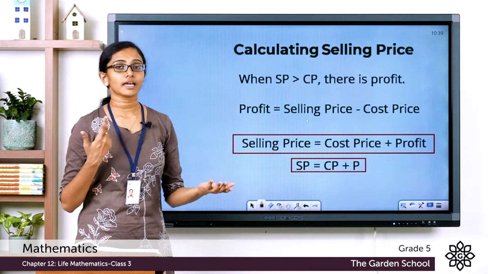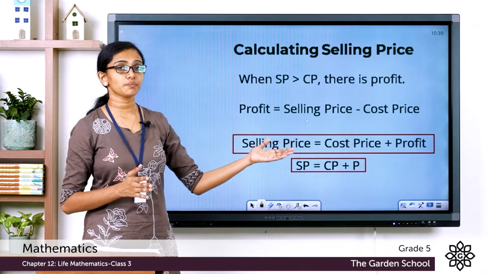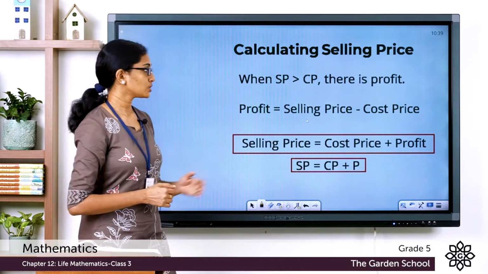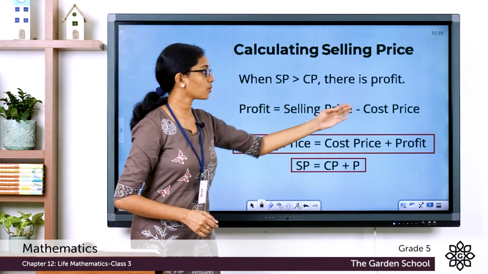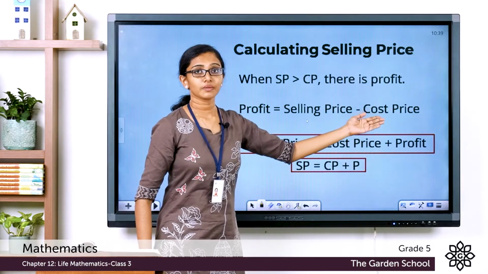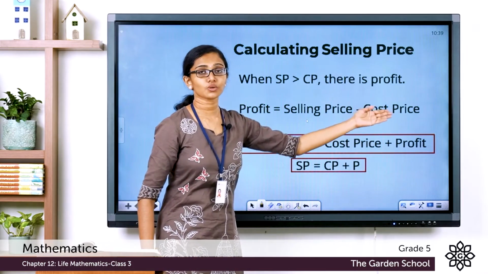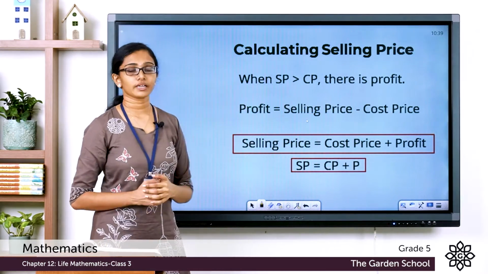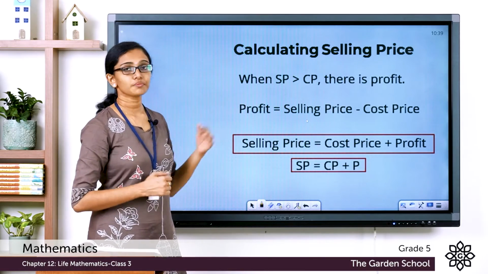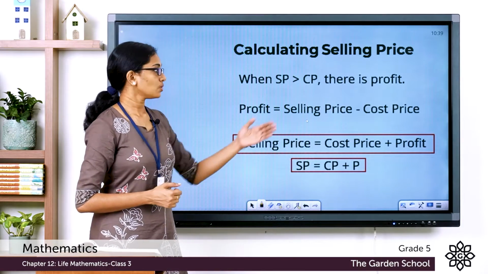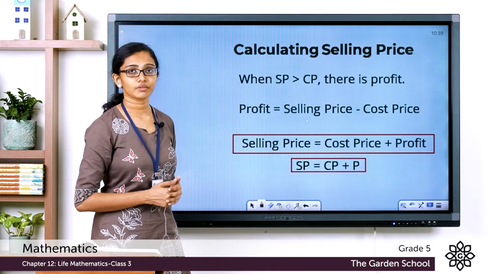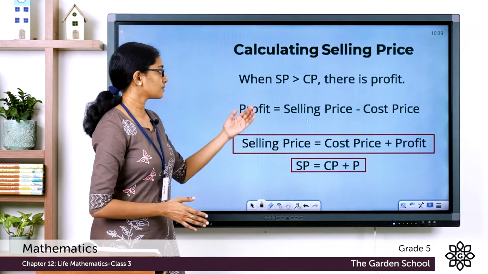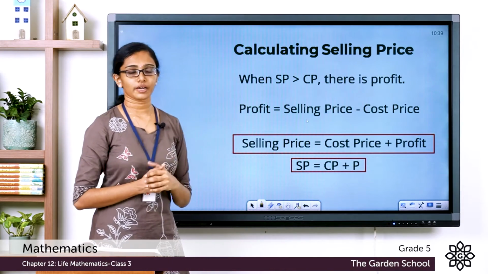And we know to get a profit, the selling price should be more than the cost price. So this value will be more than this value. So it means that something has to be added to this cost price to get the selling price. So that something is the profit in this case. So we can find out the selling price by adding the profit to the cost price.